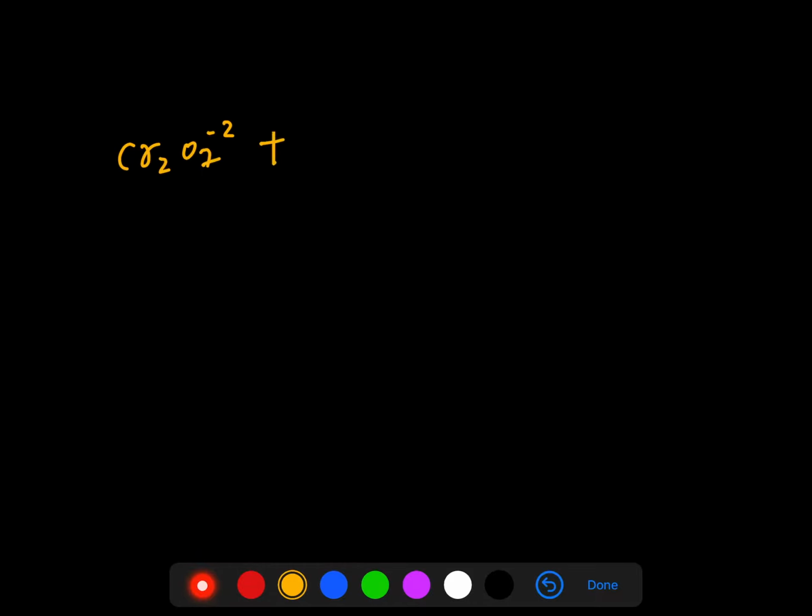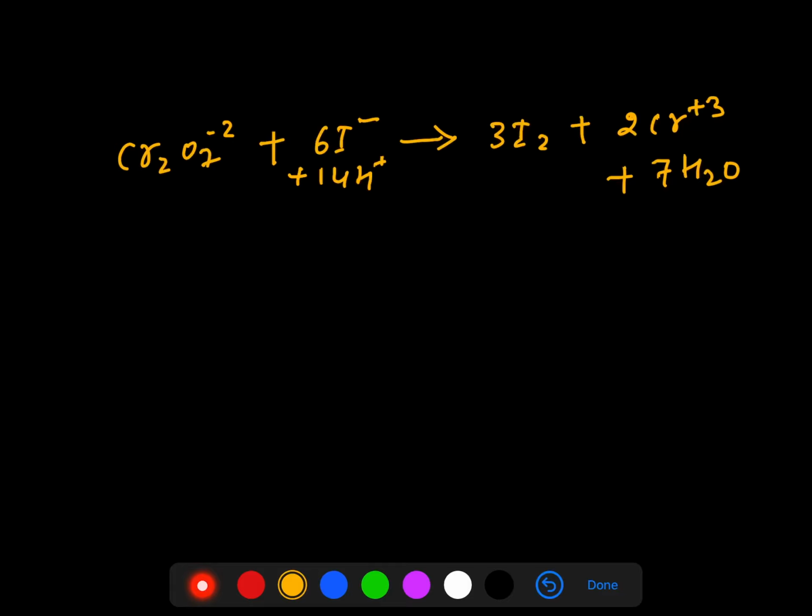Cr2O7^2- plus 6I- gives us 3I2 plus 2Cr^3+ plus 7H2O. This was our balanced equation, and there was 14H+ also over here. Fine. Now we need to bring every atom back whichever we have removed.